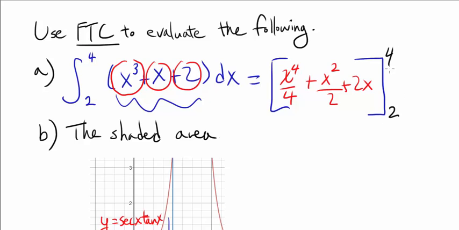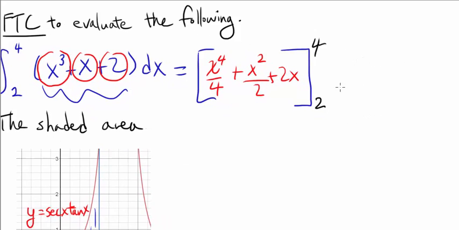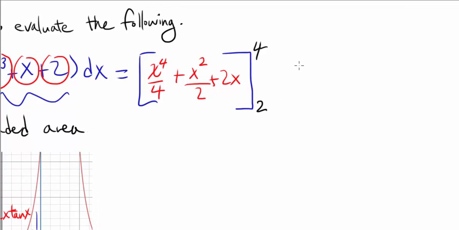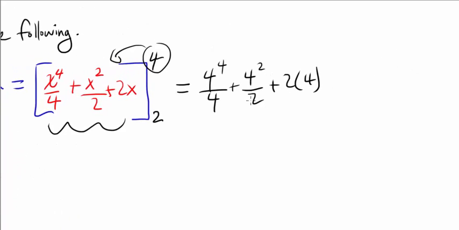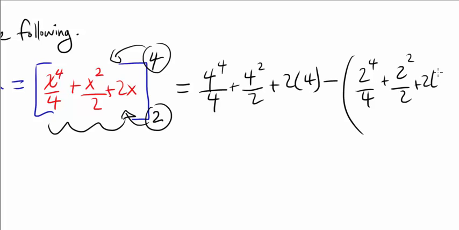And we are going from 2 to 4. The fundamental theorem of calculus tells you that the definite integral that we are given is just the change in this antiderivative as it's going from 2 to 4. So all we have to do is plug in 4 into this function. So we get 4 to the 4th divided by 4 plus 4 squared over 2 plus 2 times 4. And we want to subtract this function evaluated at 2. So minus the quantity 2 to the 4th over 4 plus 2 squared over 2 plus 2 times 2.